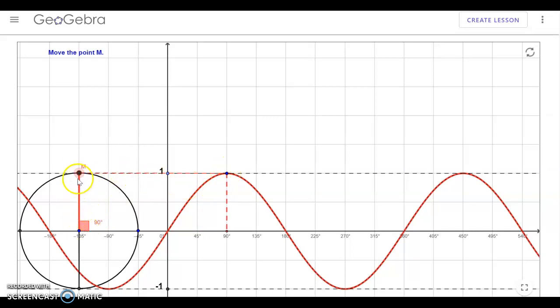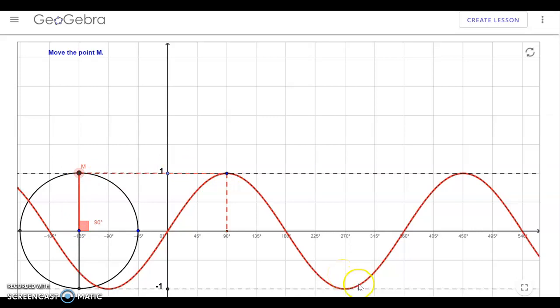1 happens at 90 degrees. Now what happens on our circle here? Our radius is 1. We are at the point 0, 1. Okay, so we want that second coordinate, which is our y, which is our sine. So at 90 degrees, sine is 1.